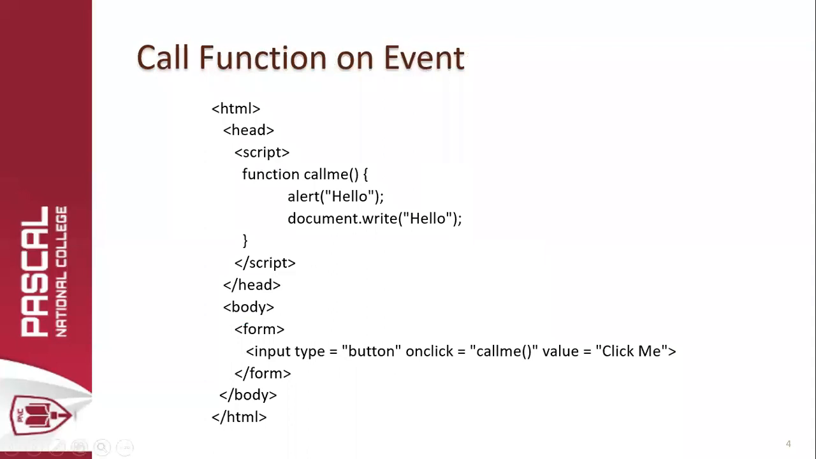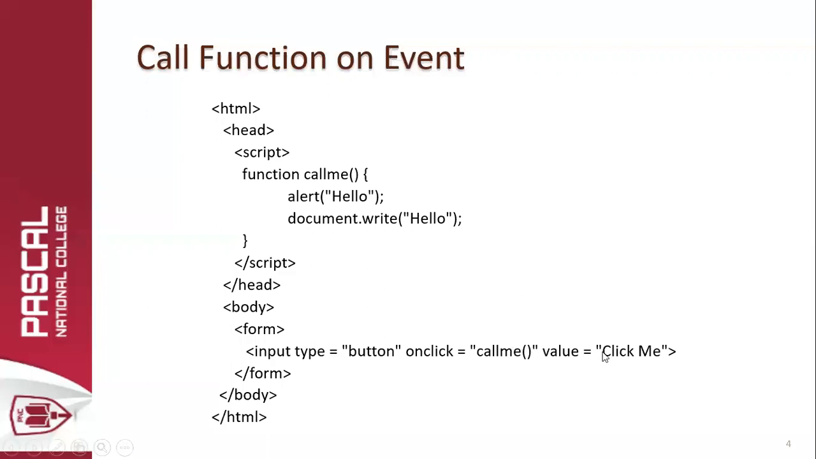So this is an example. Let's say you create a function called callMe. Within this function, you have one alert and one document.write. This is just your display text. You need to call this function, let's say on a button. You can call it on any event, maybe on mouse over, or on load when the page loads. In this case, I have shown you with on click, and I call the function callMe.